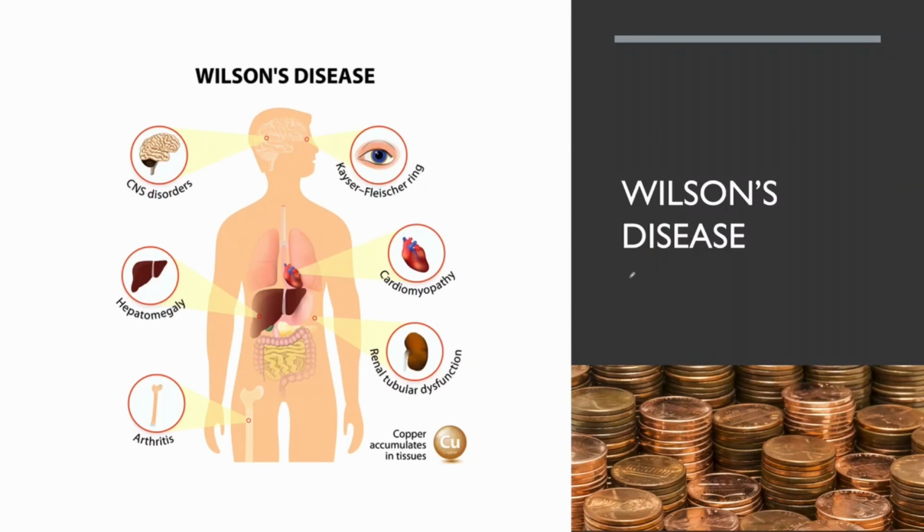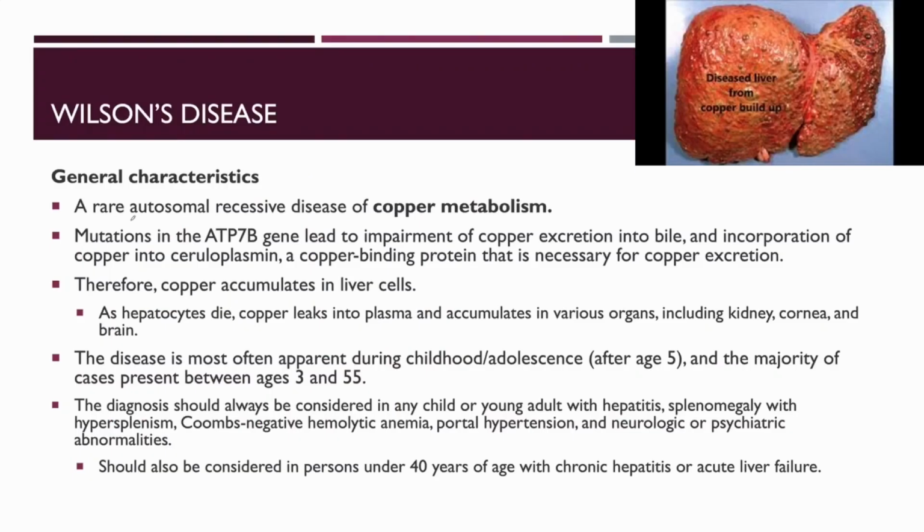Wilson's disease kind of gets lumped into the other liver disease category, and whereas hemochromatosis was an excess in iron, Wilson's disease is an excess in copper. So that's why I put all these little pennies here. It causes a different picture, but it is also a rare autosomal recessive disease, and it's a disease of copper metabolism. The body cannot properly metabolize copper.